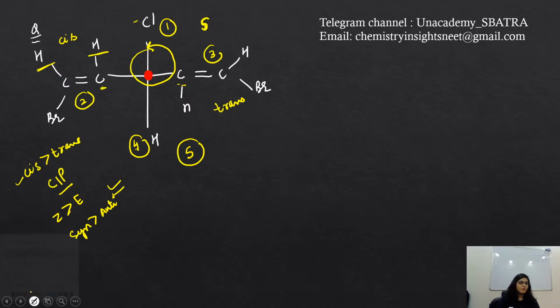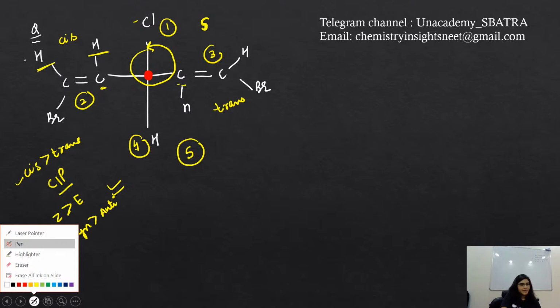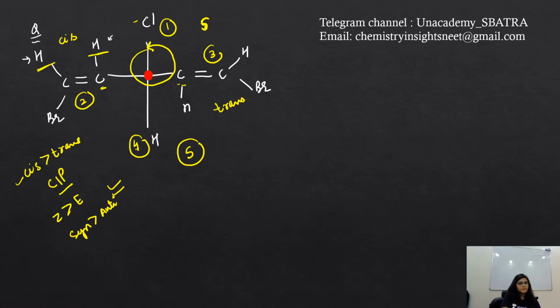Now what you can observe over here is that the same priority groups are present on the same side. That can be the reason why these priorities dominate in this particular case: the distance between hydrogen and hydrogen is smaller in this case, whereas the distance over here is large. You're getting my point? The distance is smaller in this case.